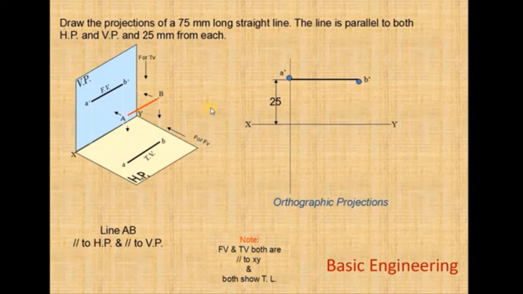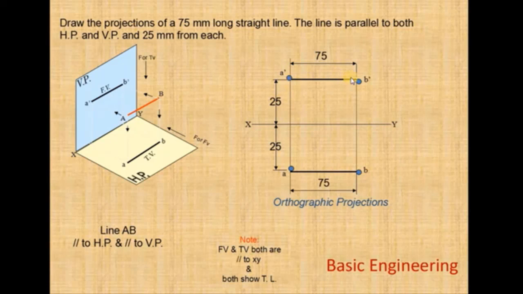Now we have to indicate the A. From XY to the A is also 25 mm. A means the top view of point A, like this. Now A to B is 75 mm. Now join the B dash and B also.